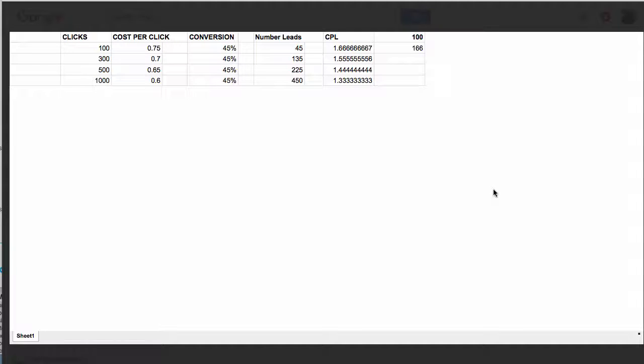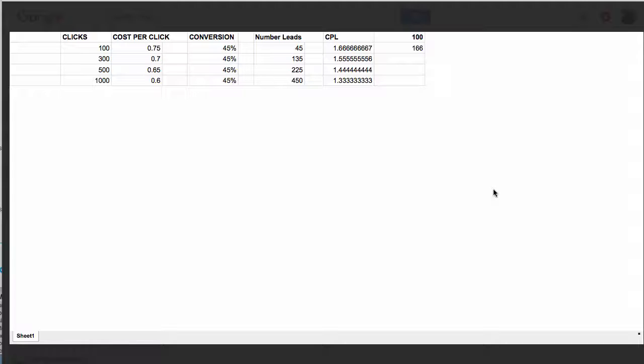I want to talk to you a little bit about some basic metrics, the numbers you need to be measuring when you buy solo ads, so that you have a good idea of what it costs you to do these things, and ultimately what sort of revenue per lead you're going to need in order to make money doing it. So what I've done here is create a range of click orders: a 100 click order, 300 click order, 500 click order, 1,000 click order, and an estimated cost per click.